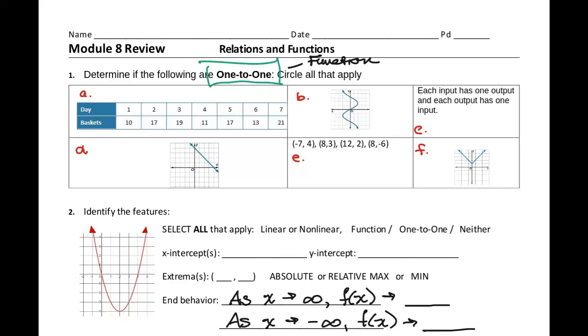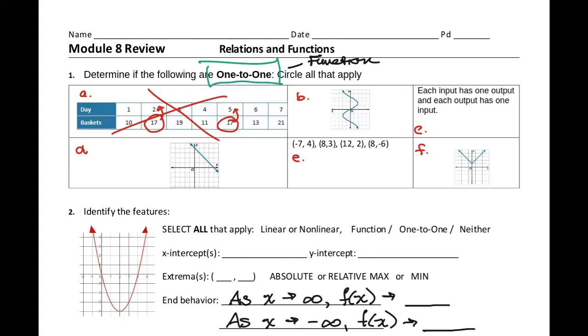So as you look at the x values, and we call the x values the domain, I don't have any repeats for the day. I have 1, 2, 3, 4, 5, 6, 7, but in the number of baskets, I have a 17 here and a 17 here. So 17 is corresponding with 2 and 5. That is definitely not one-to-one. Very good. All right, somebody else.